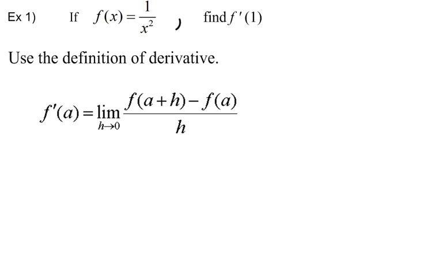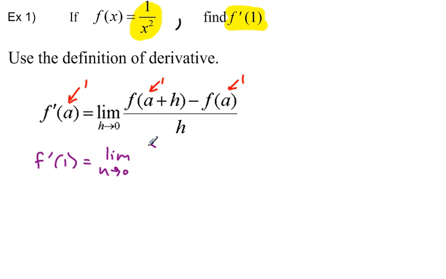All right, so let's jump into a problem here. In this problem, we have a function, and our function is going to be 1 over x squared, and we are finding f prime at 1. That means 1 is going to be our a value, so let's just mark that here. So in our formula, that number a is 1 all the way across here. So when we rewrite our formula for the derivative at 1, it's going to be the limit as h approaches 0 of f of 1 plus h minus f of 1 all over h.